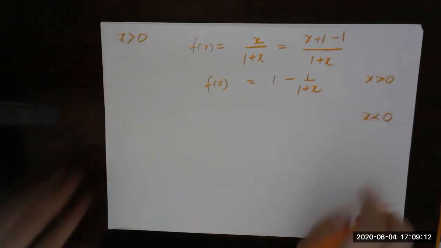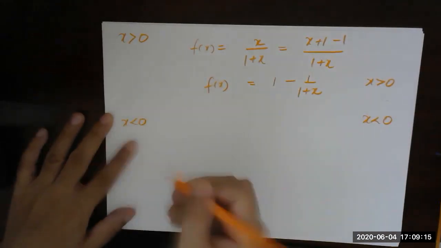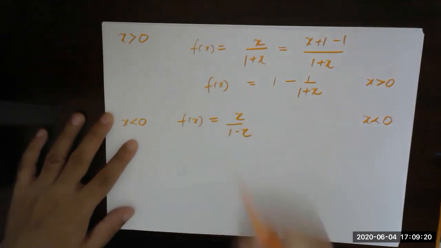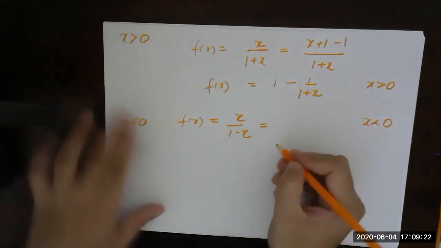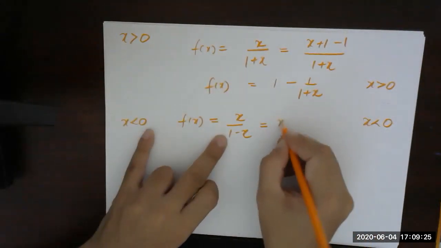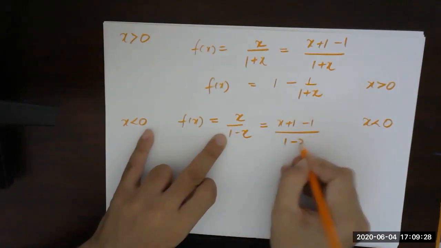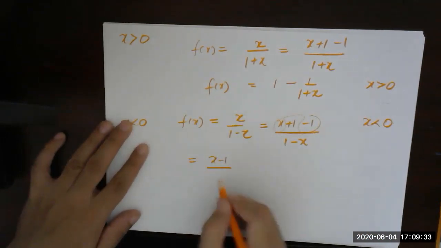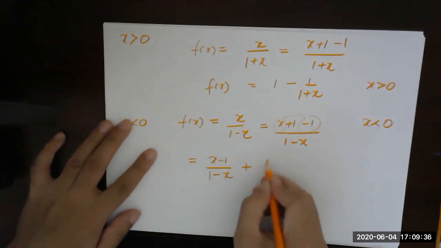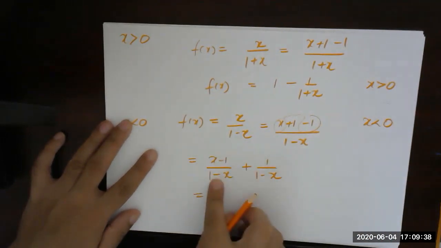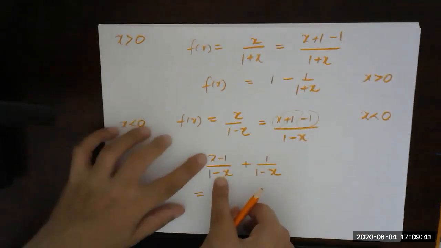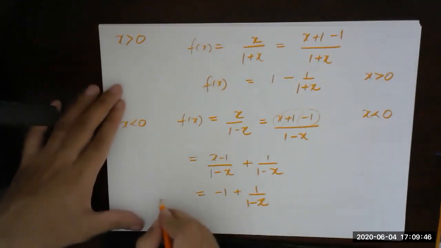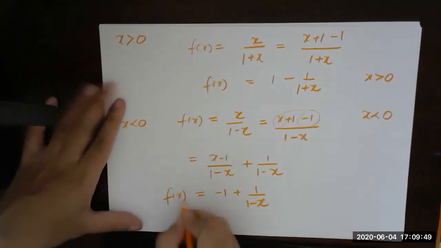For x less than 0, we have f of x equals x upon 1 minus x. So again we will do the same thing. Here it will become x plus 1 minus 1 upon 1 minus x. Now I will combine this with minus 1. So this will become x minus 1 upon 1 minus x plus 1 upon 1 minus x. If I take minus 1 common, this will become minus 1 plus 1 upon 1 minus x. So this is f of x for x less than 0.